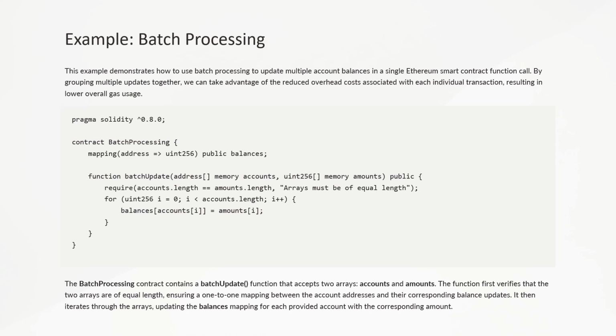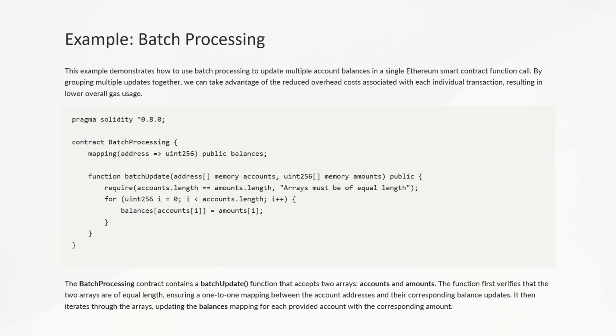The batch processing smart contract highlights a method for reducing gas usage in Ethereum smart contracts through batch processing. Let's break down the components of this contract. The contract includes the state variable balances, which is defined as a mapping with address keys and uint256 values. This mapping is designed to store the balances associated with different account addresses. The batch update function is implemented as a public function allowing external calls to initiate batch updates to multiple account balances simultaneously. It accepts two arrays as parameters, accounts and amounts, both declared as memory arrays to store data for the duration of the function call.